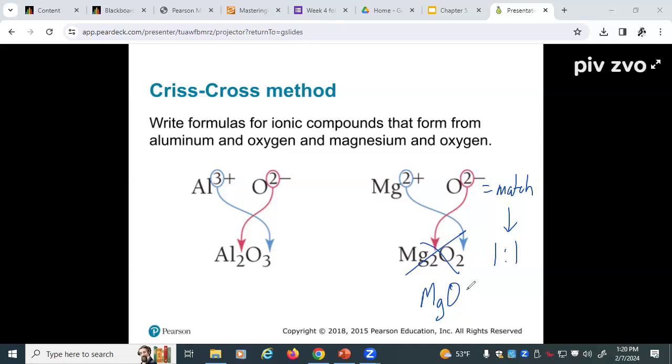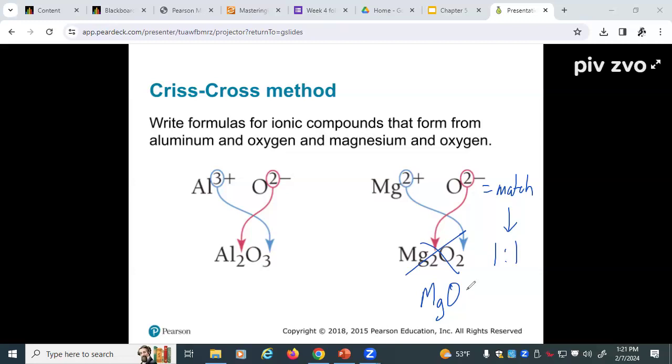Where this crisscross method is particularly useful for us is when the charges do not match. If the charges do not match, then you've got some math problems to do. And if you go back to those steps that I was showing you, that's what they're trying to explain to you about finding the lowest ratio and the least common multiple and a whole bunch of other math stuff. The reality here is simple. To get them to match up, the easiest thing to do is to take those charges and cross them over to make subscripts.